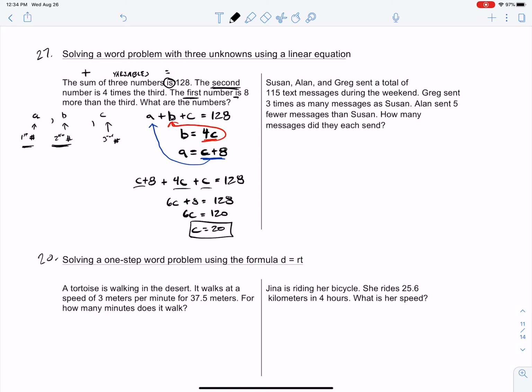Now that I know what C is, I can plug that C either into this equation or this equation to start off. Either one, it depends which one you want to solve for. Let's solve for B first. B equals 4 times C. I know what C is now. C is the number 20. 4 times 20, B equals 80.